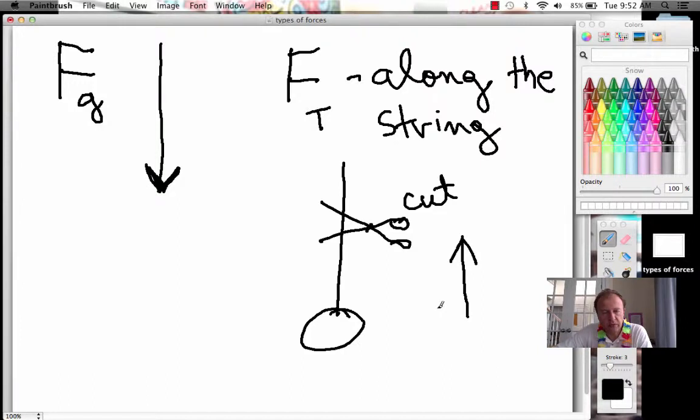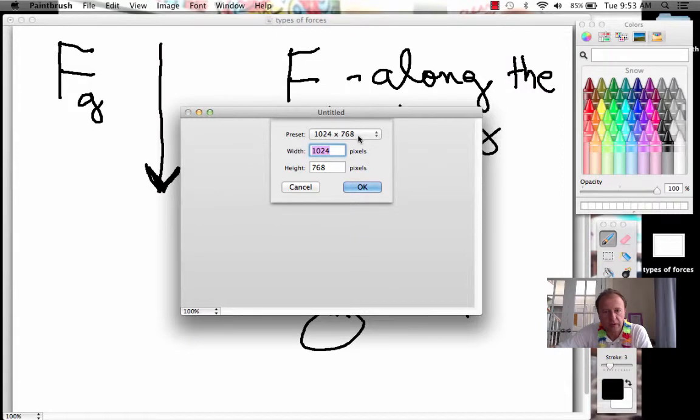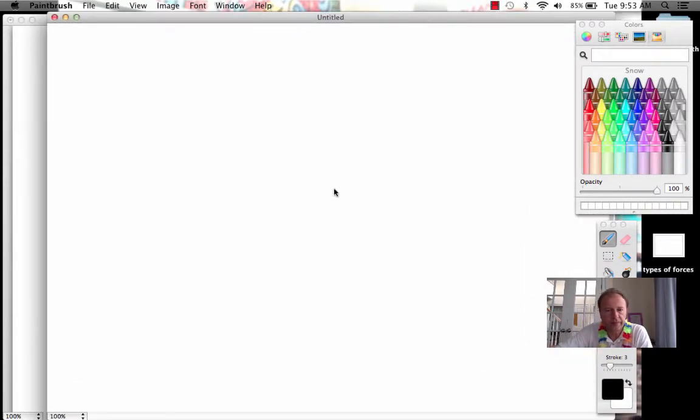So the force of tension is along the string, but it can be in two directions along the string, and we have to be careful to choose which one the force of tension is acting on. Okay, let's move on to the other forces. Let me add another window here. What else do we have?